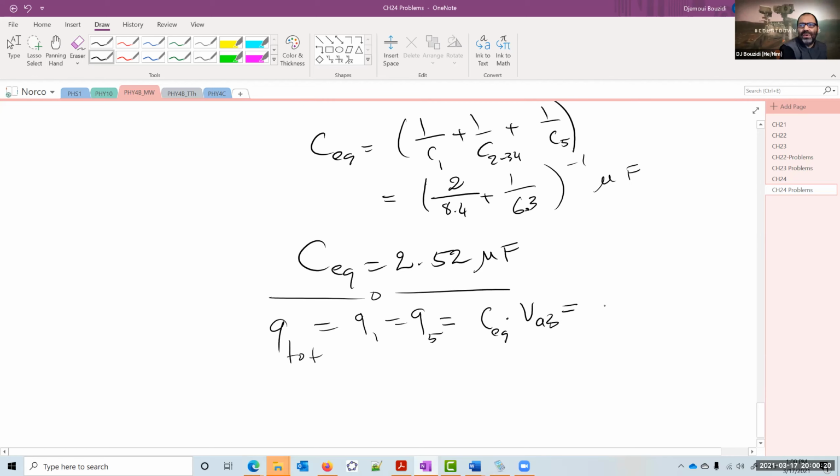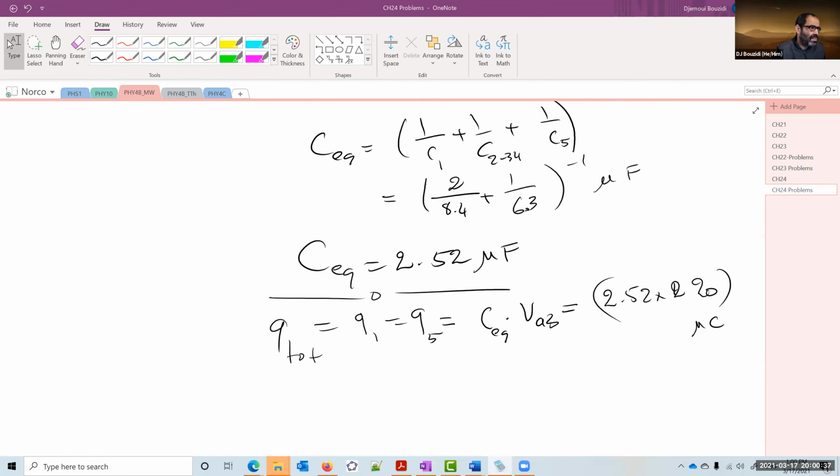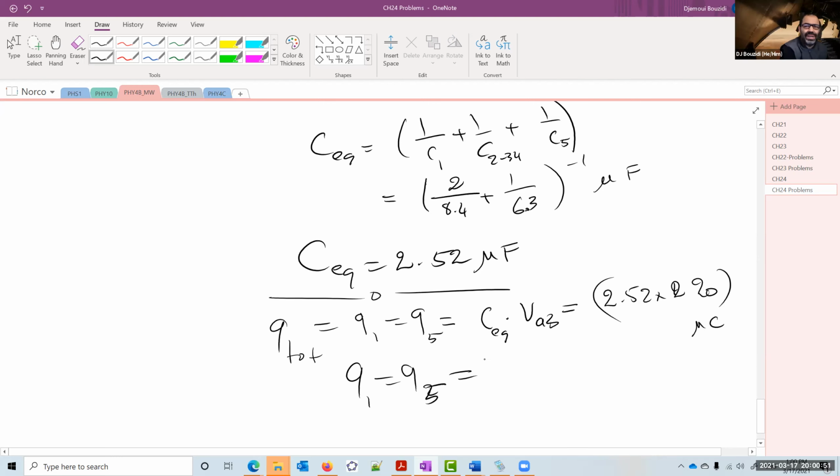And C equivalent is 2.52 times the voltage, which is 220 volts. And the answer is going to be in microcoulombs. So again, 2.52 times 220, and the answer is 554. So Q1 is equal to Q5, which is equal to 554.4, if you like, microcoulombs. Okay, so that answers Q1 and Q5.